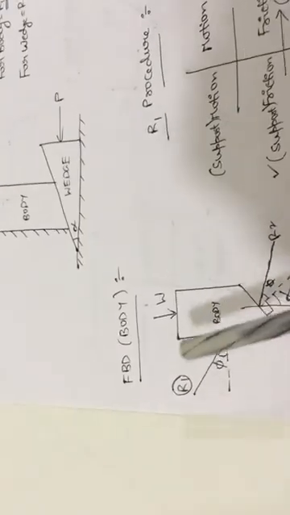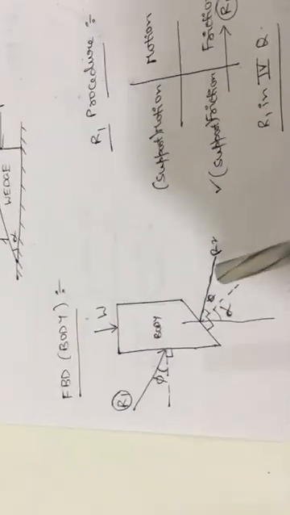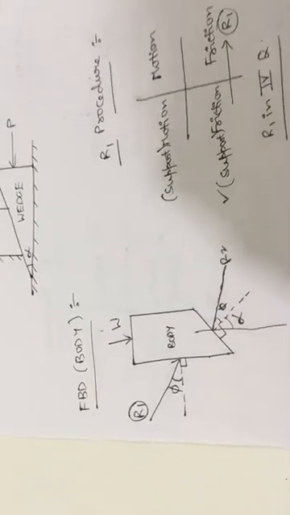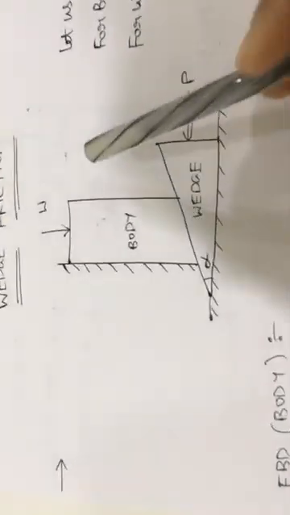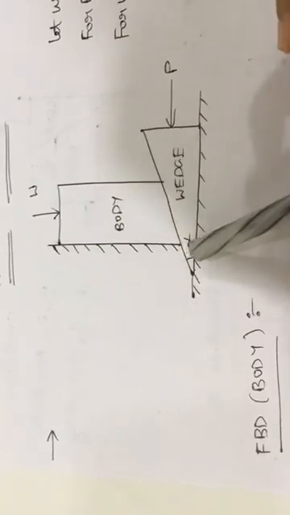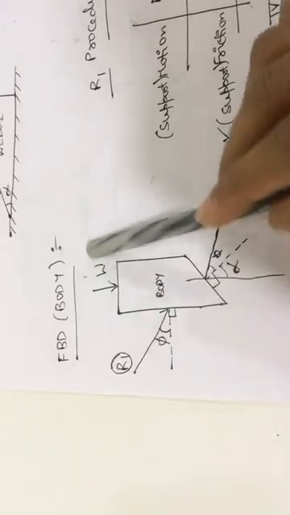Now we will see the free body diagram for the body and for the wedge individually. First of all, we will draw the free body diagram for the body. Now here the body shape is in this way. So once again, draw the body shape.